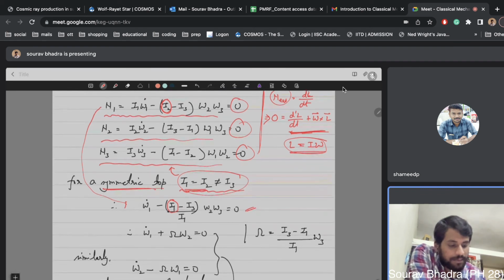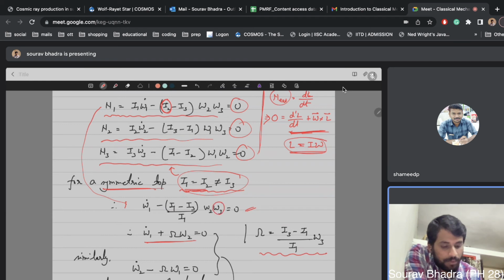Now we are defining a term, capital omega, by this: that is (I3 minus I1) by I1 times omega 3. So if we define this omega like this, then the equation will look like this, because this omega 3 with this term is the capital omega, and omega 2 will be left in the expression. That's why omega 1 dot plus capital omega times omega 2 equals 0. Okay, this is coming from the first equation.